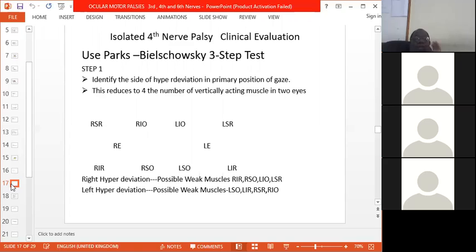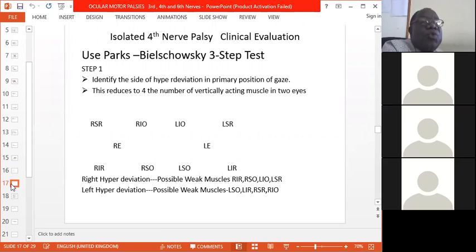The first step is to identify the side of hyperdeviation in primary position of gaze. So you simply ask the patient to look straight ahead and see which eye appears a bit higher than the other. The patient is looking there, and this one may be slightly higher than the other one in primary position. Once you identify that, you have identified the side of hyperdeviation in primary position of gaze.